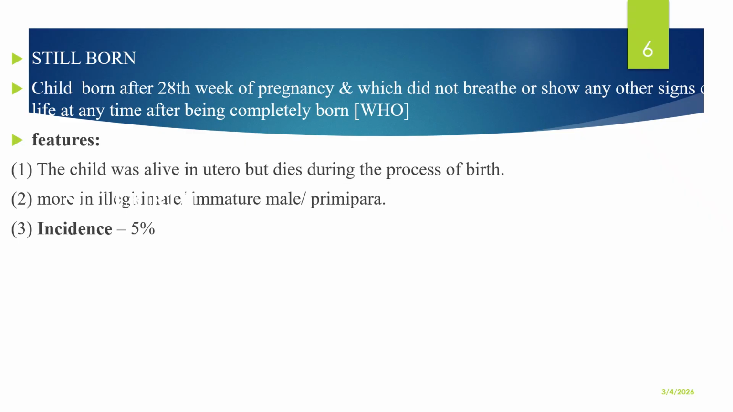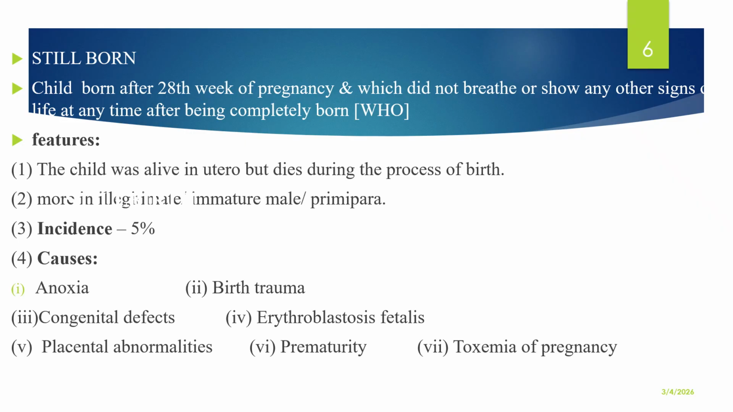Now, what is stillborn? Since we are seeing some of these definitions, yet another definition is stillborn. Who is stillborn? A child who is born after 28 weeks of pregnancy and which did not breathe or show any signs of life at any time after being completely born, as per WHO. So, as per WHO, a child born after 28 weeks of pregnancy which did not show any other signs of life after being completely born is a stillborn child.